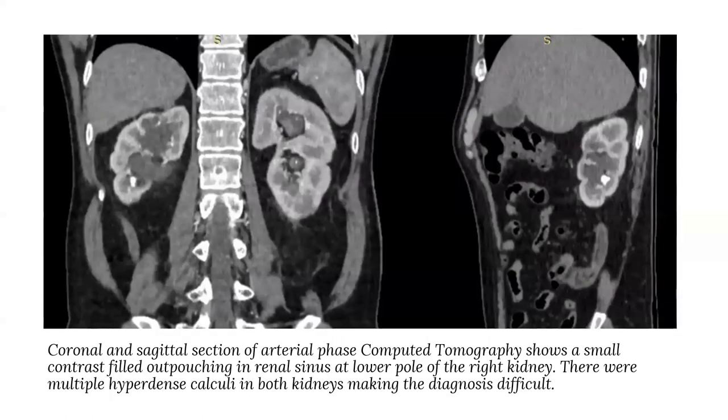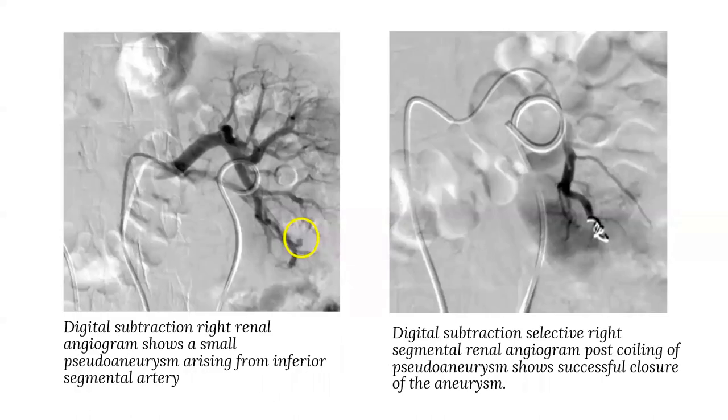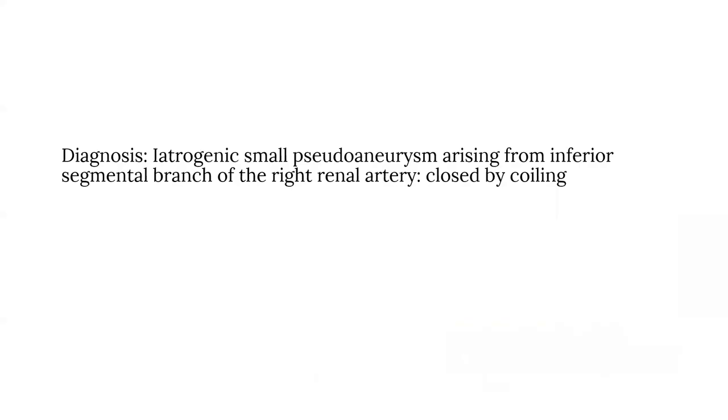These are the coronal and sagittal sections in the arterial phase of CT, which show a small contrast-filled outpouching in the renal sinus at the lower pole of the right kidney. However, the diagnosis was difficult due to multiple calculi in both the kidneys. Hence, a digital subtraction renal angiogram was performed, which showed a small pseudoaneurysm arising from the inferior segmental artery and successfully closed by coiling. Hence, a diagnosis of iatrogenic small pseudoaneurysm arising from the inferior segmental branch was made, which was successfully closed by coiling.